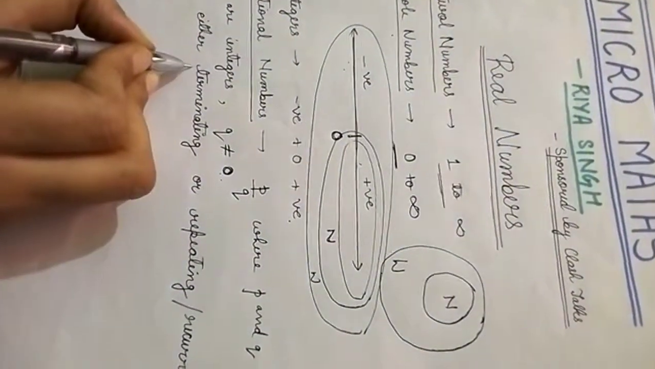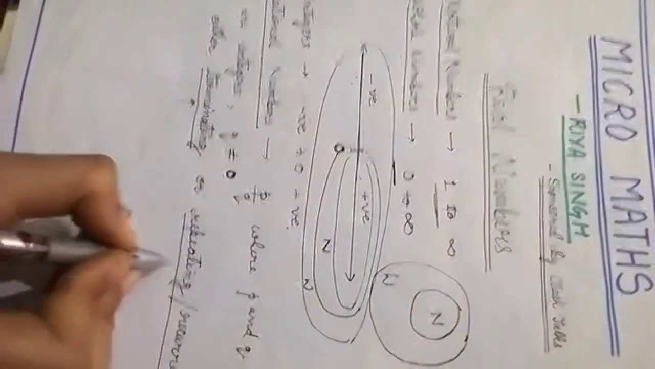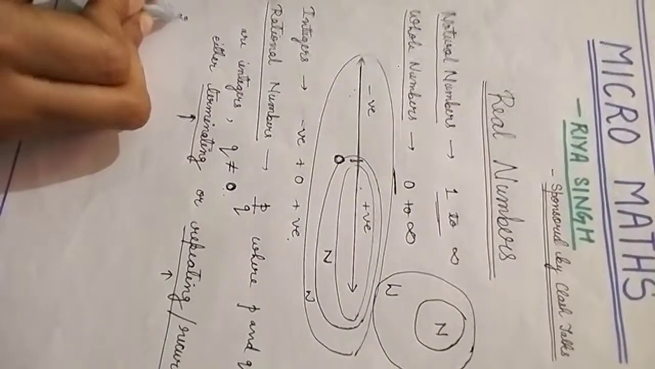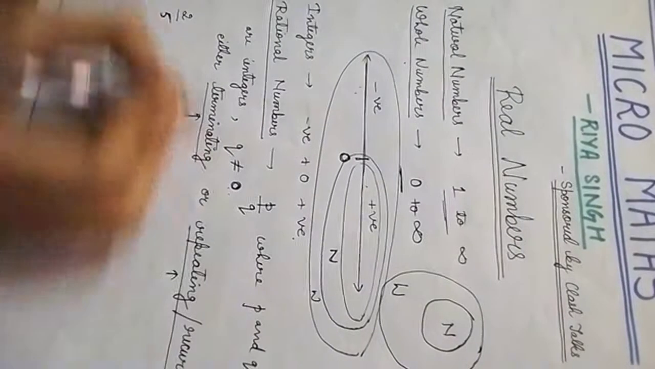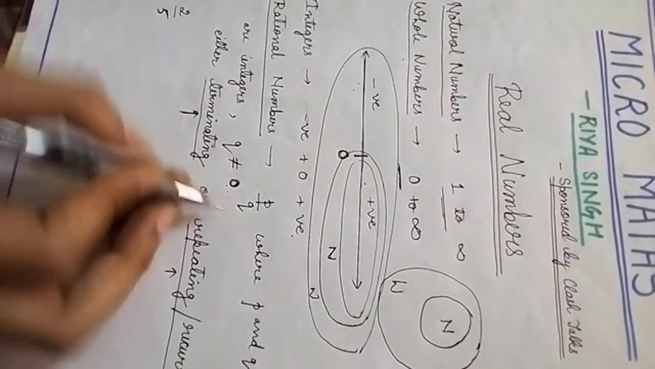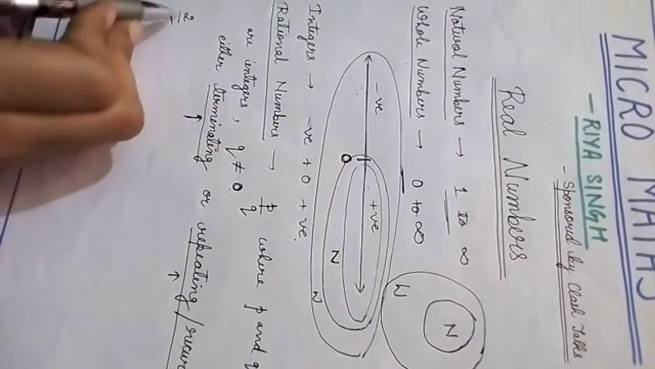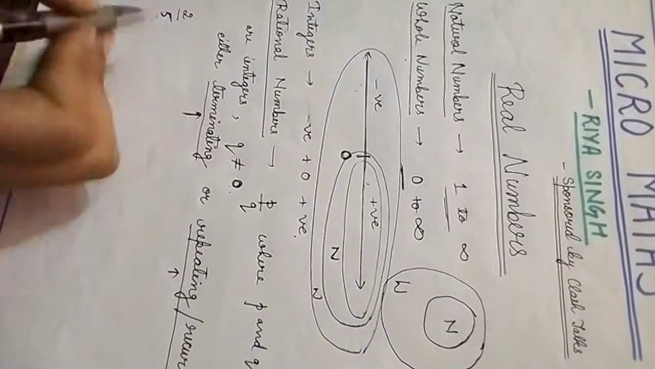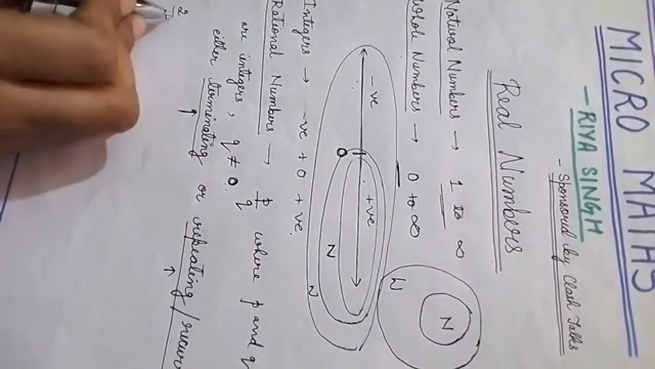You all want to know what is the meaning of the terms terminating and repeating. Let's take an example of 2 by 5, which is a rational number. We can check it by the definition, where p and q are integers. Here also 2 and 5 are integers and 5 is not equal to 0. So definitely 2 by 5 is a rational number.